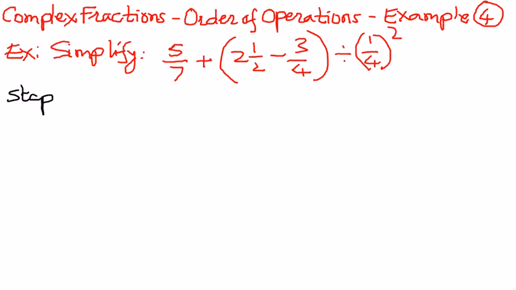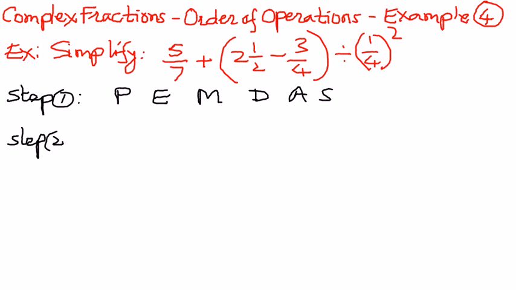Step number 1. Let us first write down the order of operation process. The order of operation process is PEMDAS. We want to first work inside the parentheses, simplify the numbers inside the parentheses, then expand the exponents, perform the multiplication from left to right, perform the division from left to right, and perform addition and subtraction from left to right. So that is step number 1.